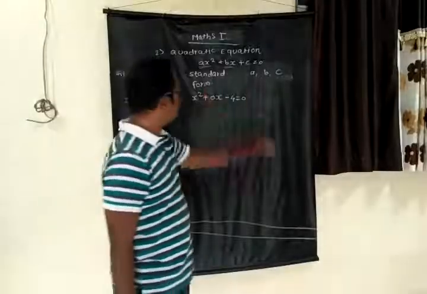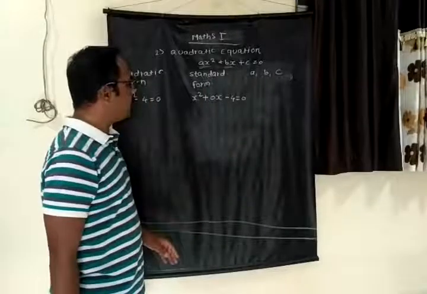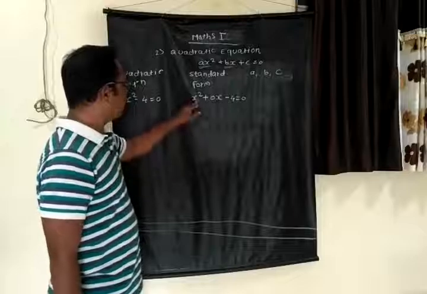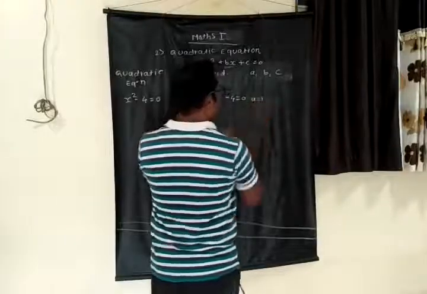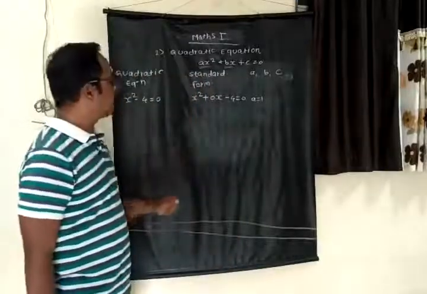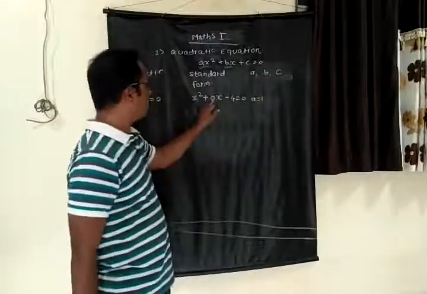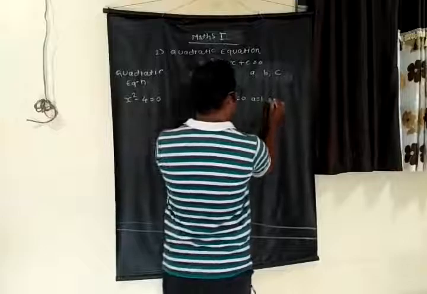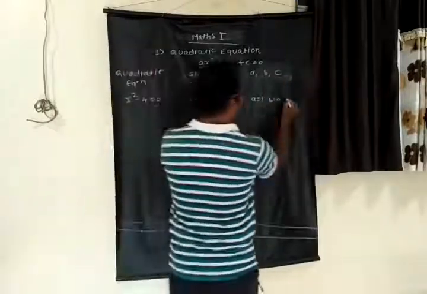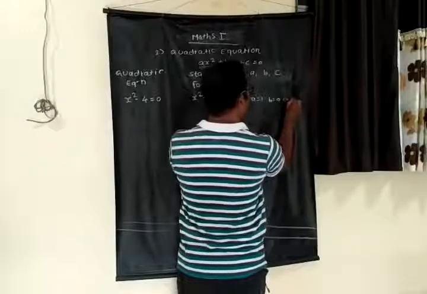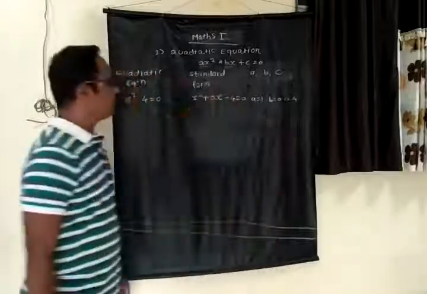Then the last column is values of a, b and c. A means coefficient of x square, here there is no coefficient, so we are taking its value as 1. Then value of b, coefficient of x, b is equal to 0. Then value of c, that means constant term, so c is equal to minus 4.